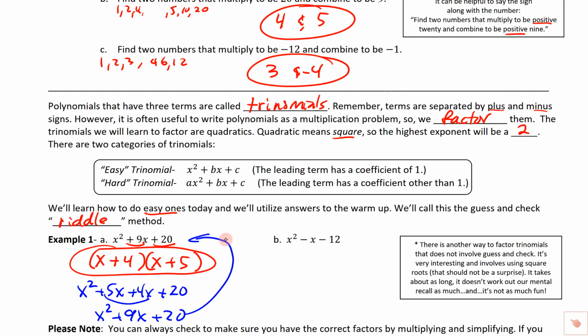Now, I've written this in a different color because you can always check to make sure that you got the right answer by multiplying them together in the end. If you get the same thing that you started with, you know you got the answer right.